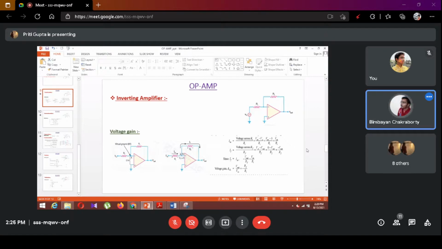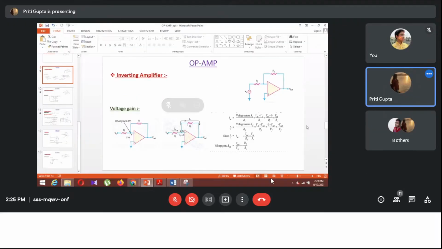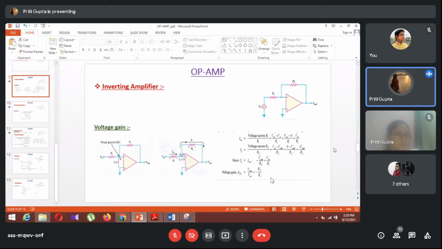Ma'am, 220. Unit? Ohm. No, it will be kilo ohm. Check carefully, 2.2 is in kilo ohm. Ri 2.2 is in kilo ohm.